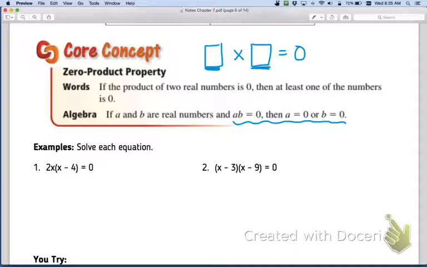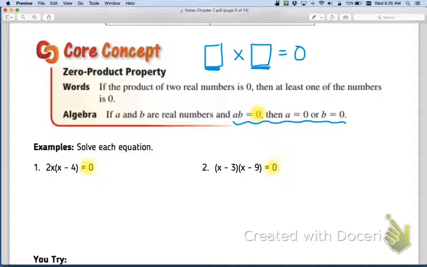Now, because of the zero product property, I have to know that a times b is equal to 0. So you'll notice in both of these instances where we're solving that we have to have our equation equal to 0 on one side. If it's not equal to 0, then it's not going to work. There's no way we can be certain what one of them is going to be.